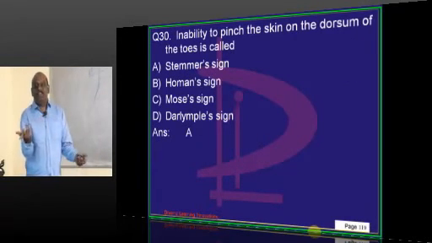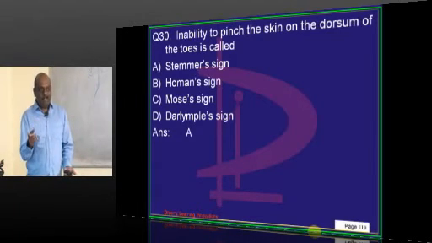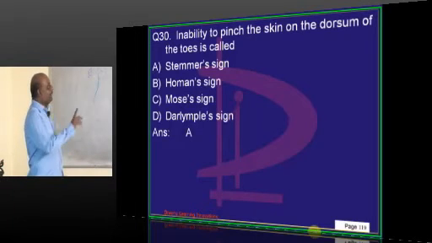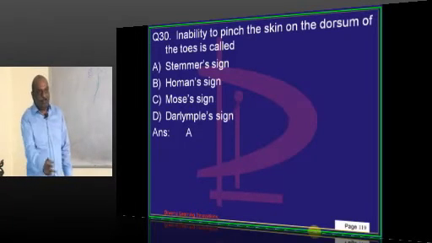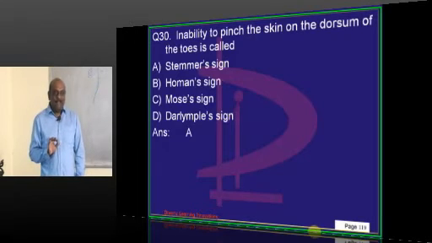To know Moses is difficult for a lot of aspirants. Stemmer bhi ajeeb baat hai aur Moses bhi anhoni baat hai. Magar Homan aur Dalrymple to sabko malum hai. To luck, idhar stone lagaye to mil jayega ya udhar stone lagaye to mil jayega.